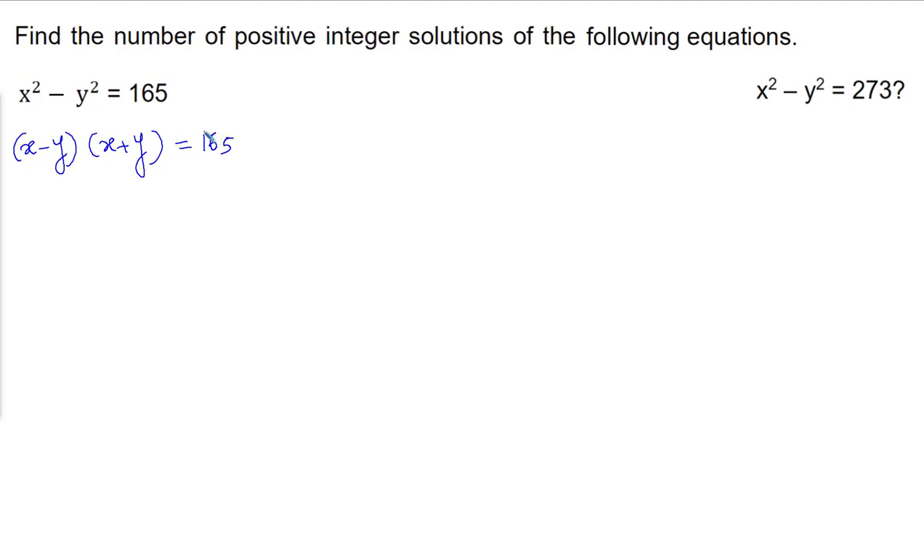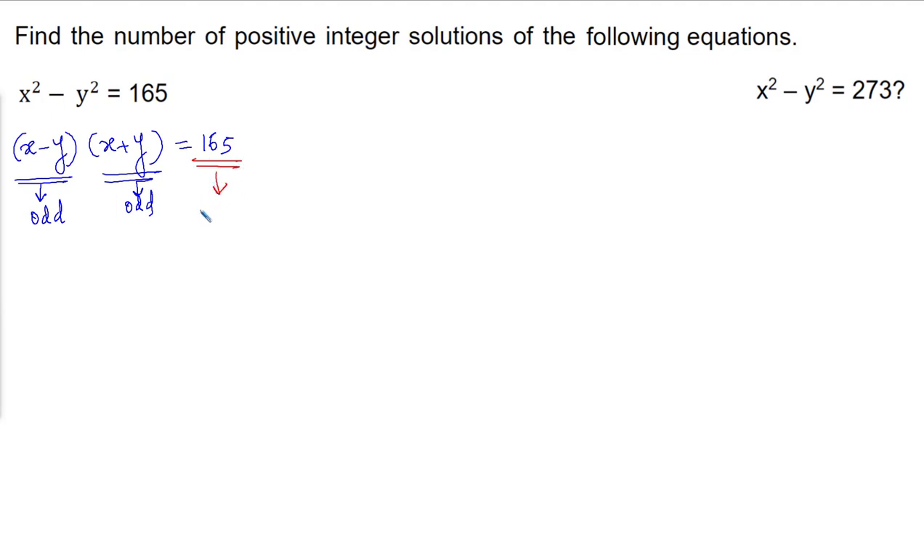Over here x minus y is the first positive number and x plus y is the second positive number. The multiplication of these two positive numbers is 165. Since the multiplication of two numbers is 165, both numbers are supposed to be odd numbers. So this number has to be odd and this number has to be odd. We are supposed to split 165 into two odd numbers.